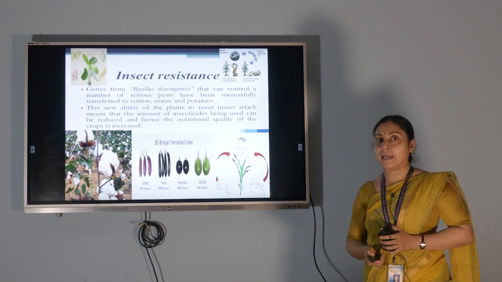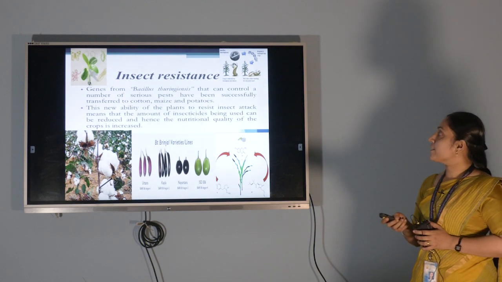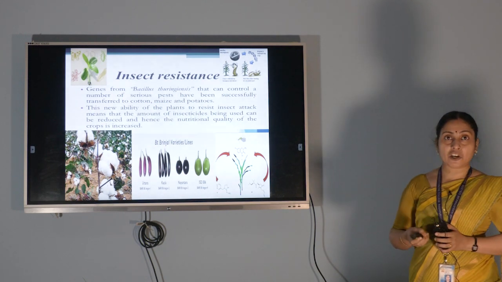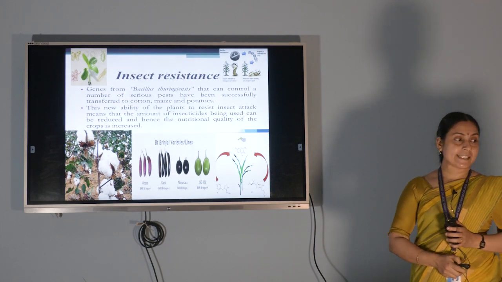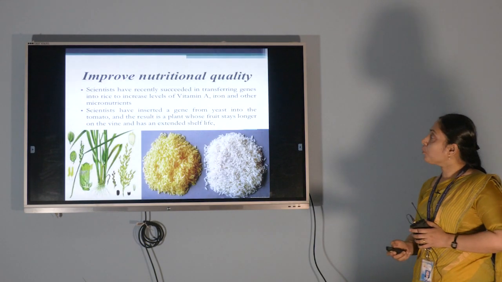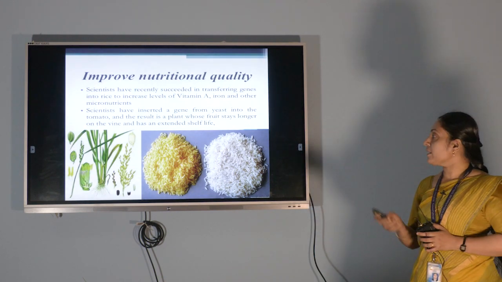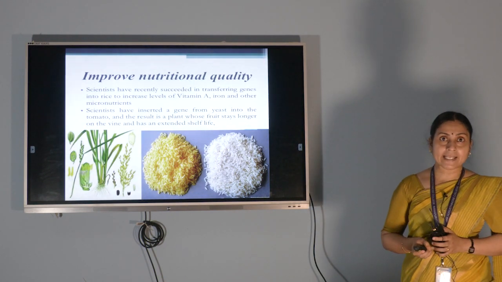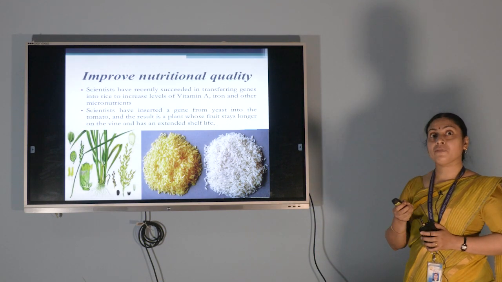These are some of the most important applications of bioinformatics, and we are utilizing them in the agriculture field also. In agriculture, there are insect resistant plants. The most common is Bt cotton, Bacillus thuringiensis cotton, and Bt brinjal, and others have been developed. Most are insect resistant plants.